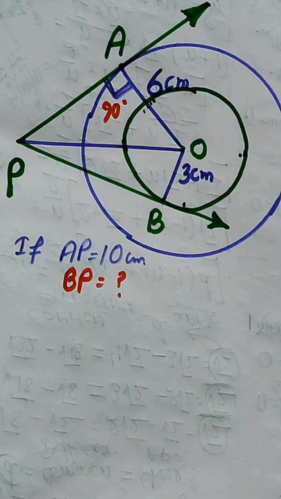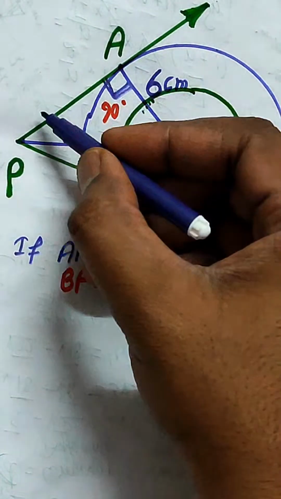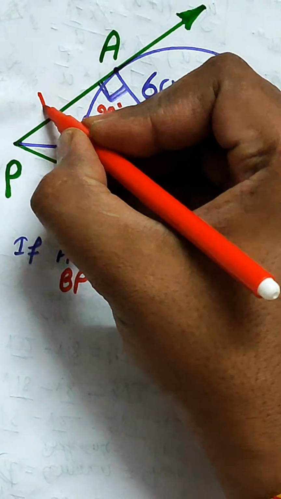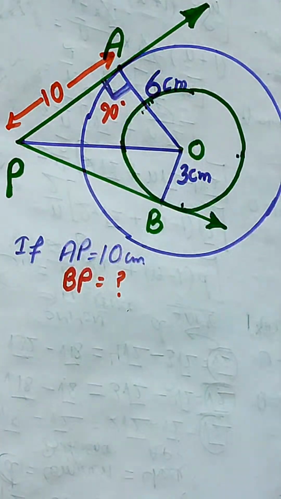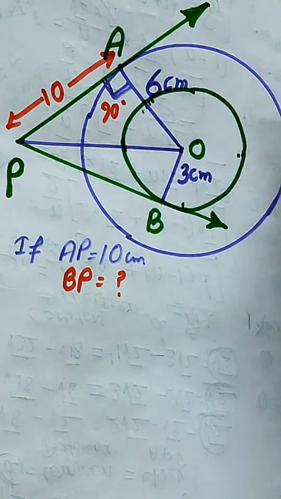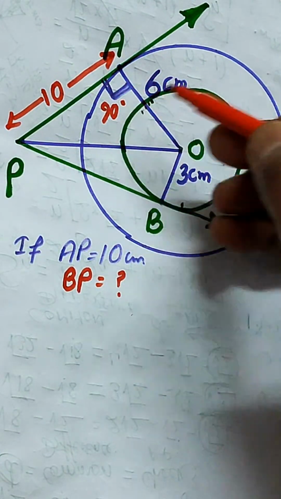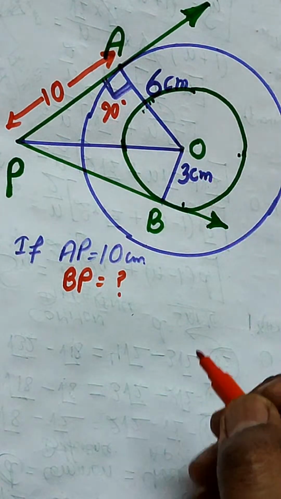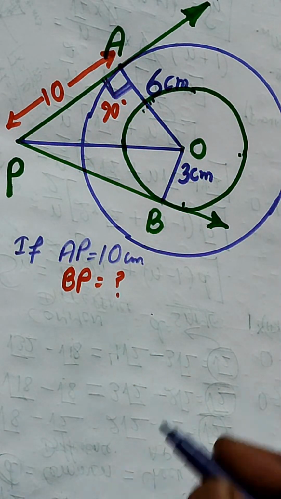So in this question, it's given that AP is 10 centimeter. This length is given to you as 10 centimeter. Now OA is the radius to the bigger circle, and if PA is the tangent, then this angle will be 90 degree. Now, you can see OAP is a right angle triangle.